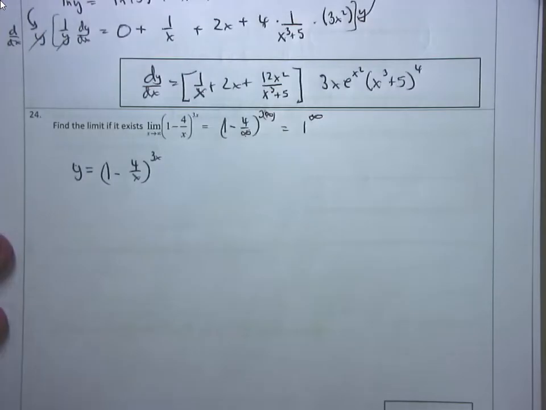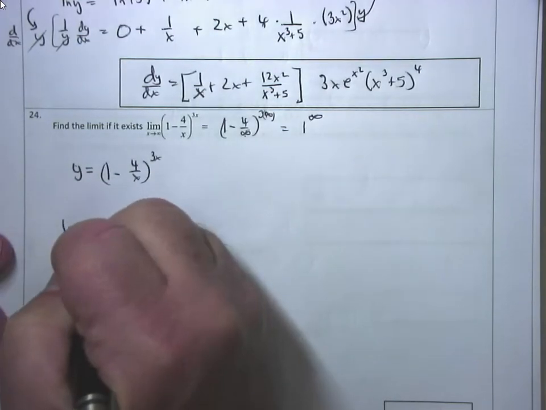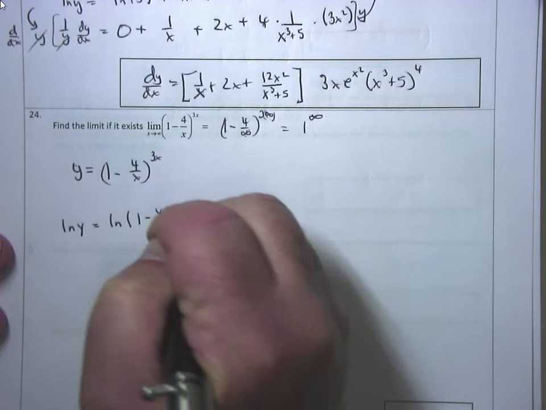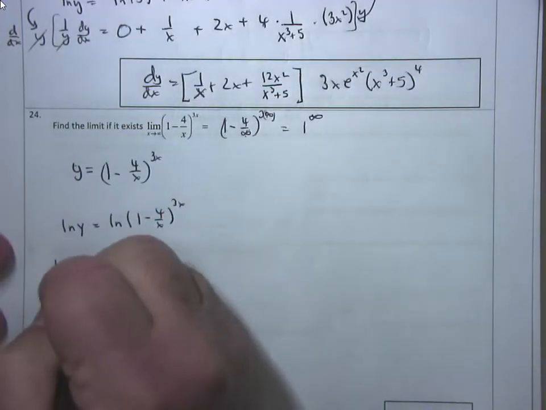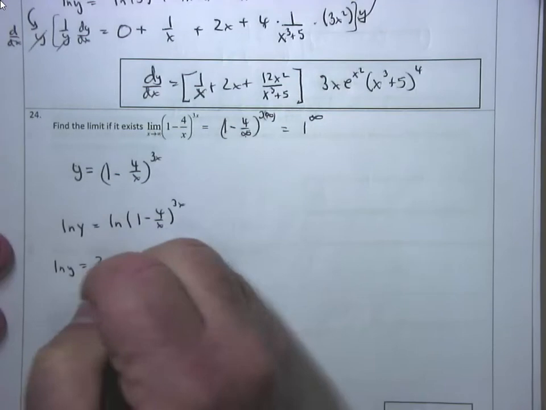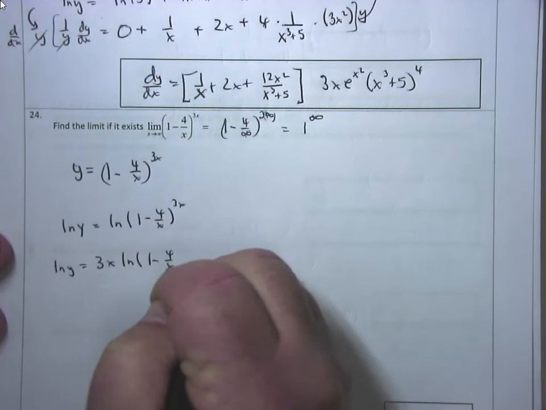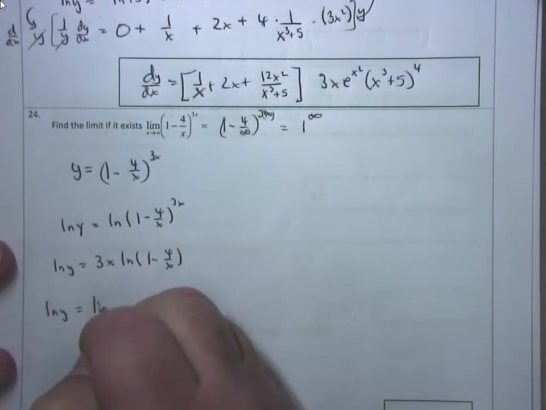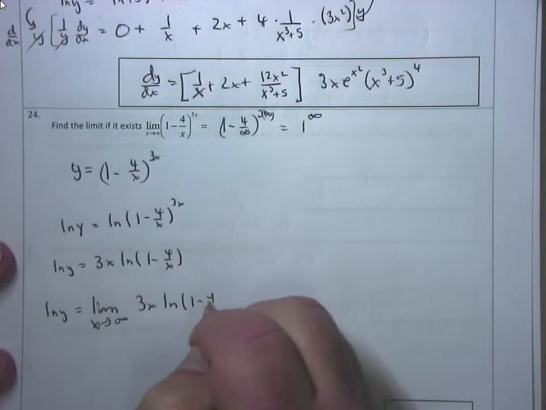This is not logarithmic differentiation, but you do need to take the natural log of both sides. So the natural log of y equals the natural log of (1 minus 4 over x) raised to the 3x. And you clean them up. Natural log of y equals the 3x goes out front as a coefficient, and 3x times the natural log of (1 minus 4 over x). So now, put back in your limit, natural log of y equals the limit as x approaches infinity of 3x times the natural log of (1 minus 4 over x).